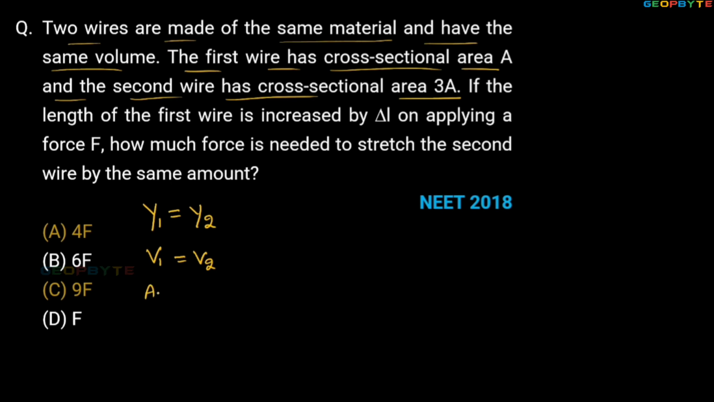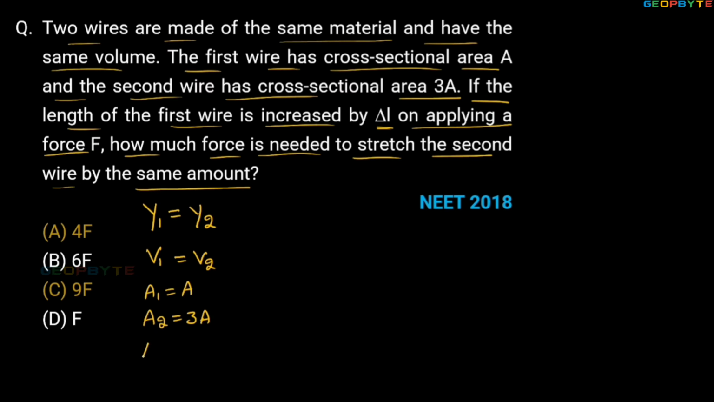The first wire has cross-sectional area A and the second wire has cross-sectional area 3A. So here it is given A1 equals A. For the second wire, A2 equals 3A. If the length of the first wire is increased by delta L on applying a force F, how much force is needed to stretch the second wire by the same amount? That means change in length for the first wire equals change in length for the second wire. But the force acting on the first wire is F. What is the force acting on the second wire? F2.